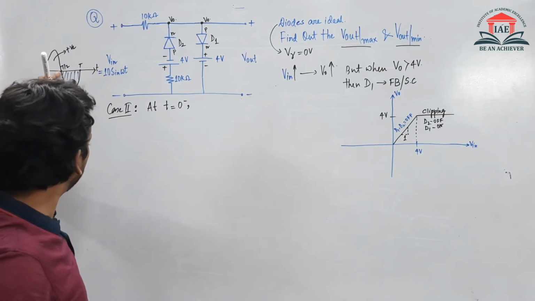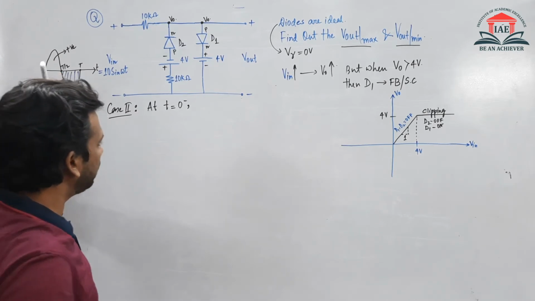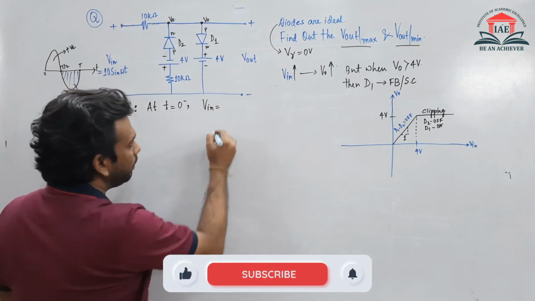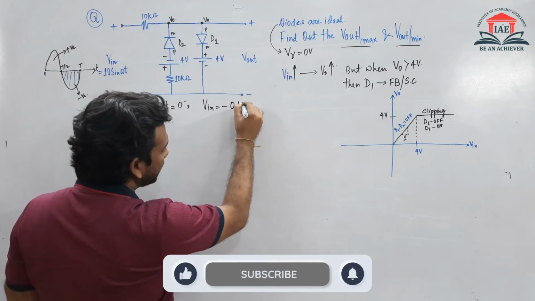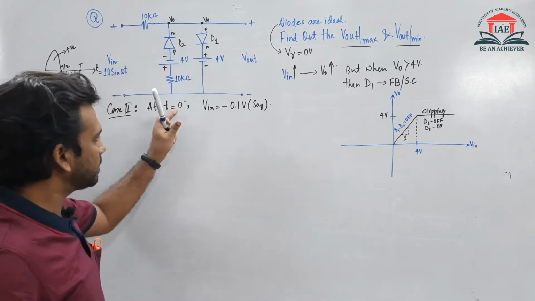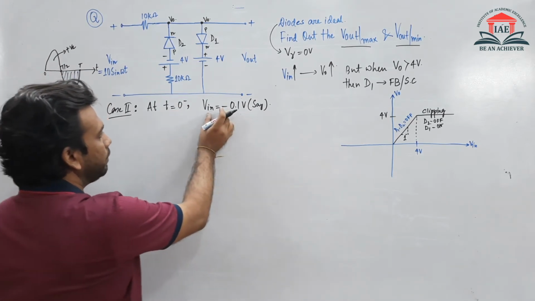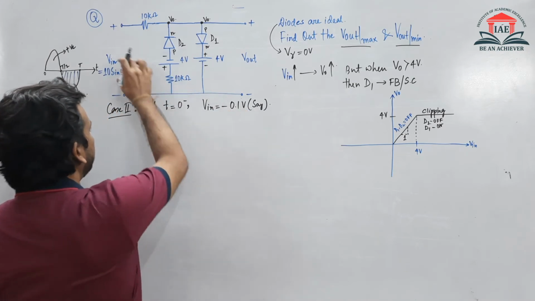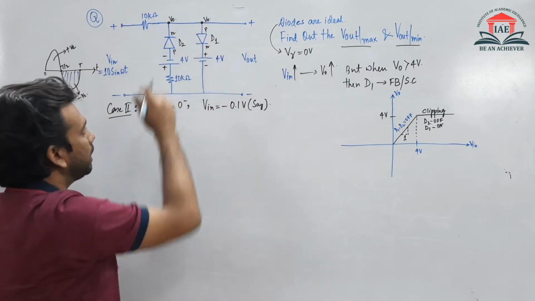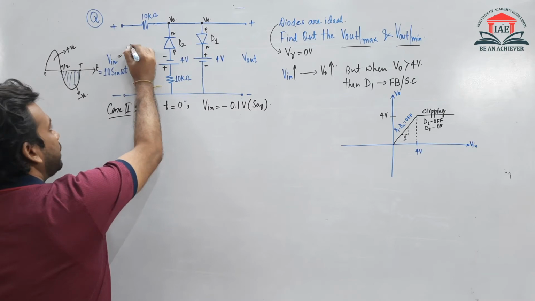So if it is 0, then after some value of 0, what will be the input? Input voltage will be very small, negatively small. So we can say that the input voltage will be near about minus 0.1 volt. So let us assume, just as I assumed at plus 0. Now what will happen? If the input voltage is minus 0.1 volt, what will be the state of the diodes?